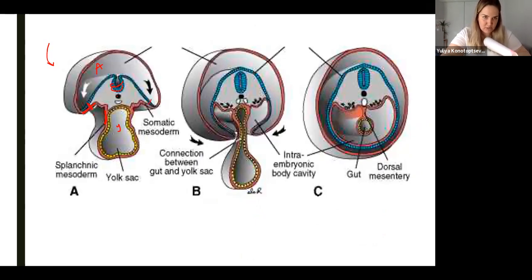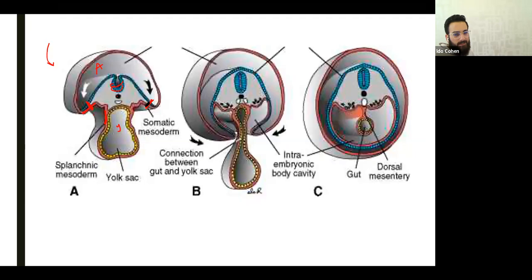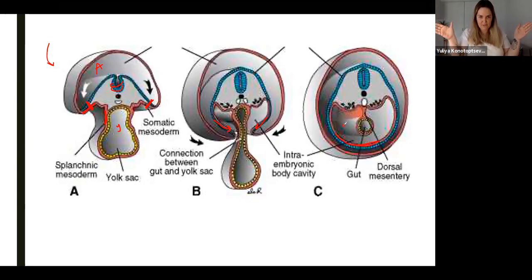Remind me, how do we call this? Somato... Somato what? Pleur. Somatopleur. Do you see that two somatopleurs are approaching one another? So they can fuse together. And as they fuse together, a body cavity arises. But just a second. Here I have my two somatopleurs. They're coming close together to fuse.